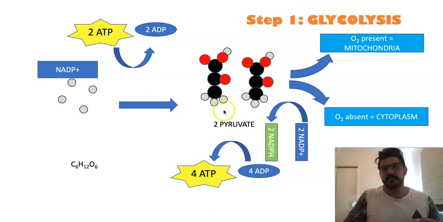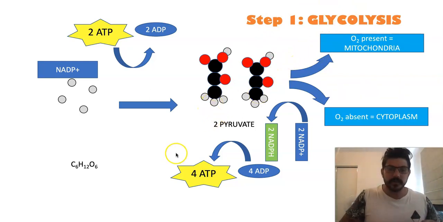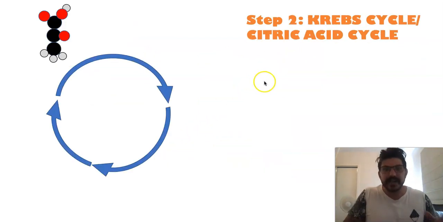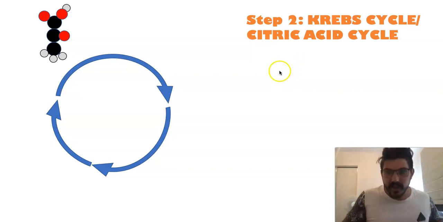So we're going to send these pyruvate molecules into the mitochondria, which takes us to step 2. Step 2 is known as the Krebs cycle or the citric acid cycle. Now for this one to work, oh, whoopsie, I forgot my bit of paper. 2 seconds.